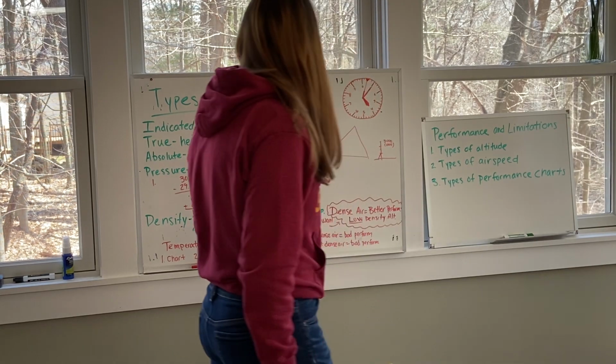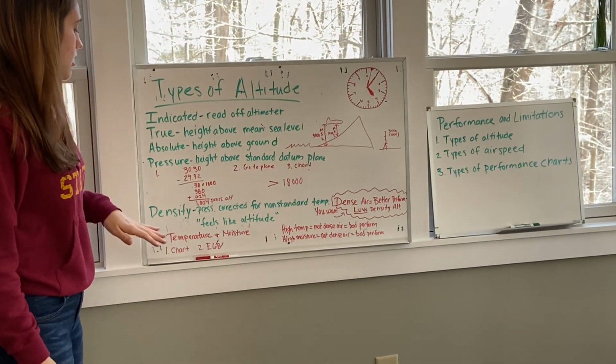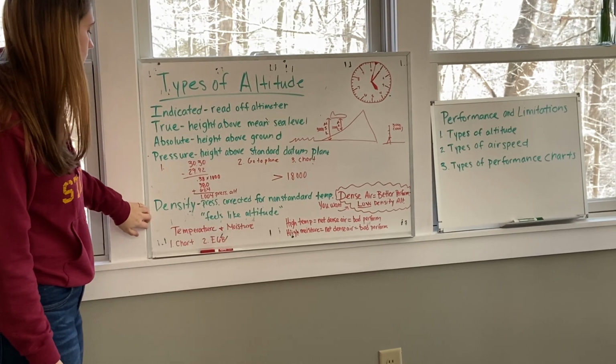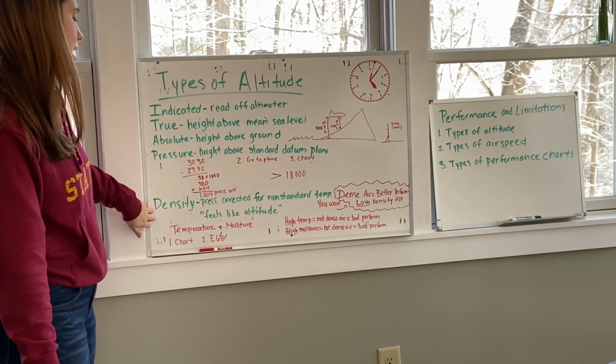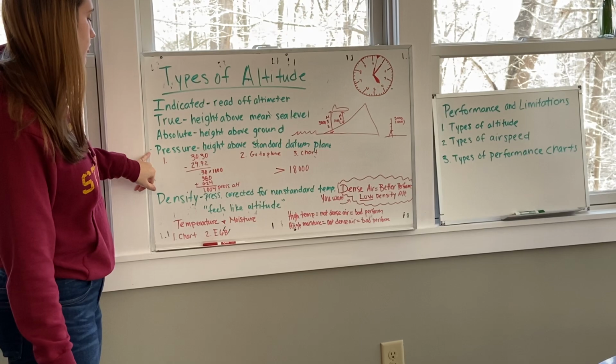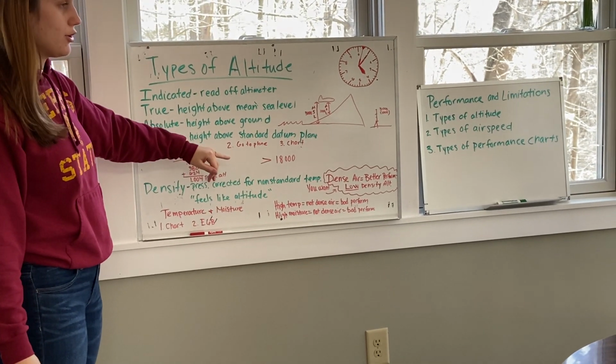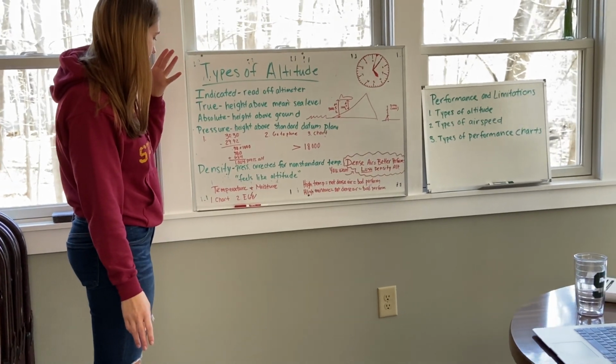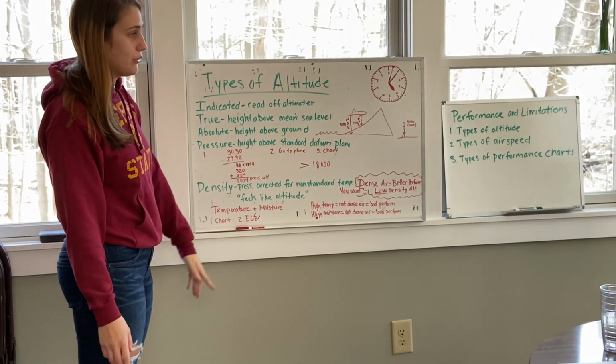Okay, then the last thing we're going to talk about is density altitude. The standard definition for that is pressure altitude corrected for non-standard temperature, and that probably doesn't make a ton of sense. So it's your "feels like" altitude.